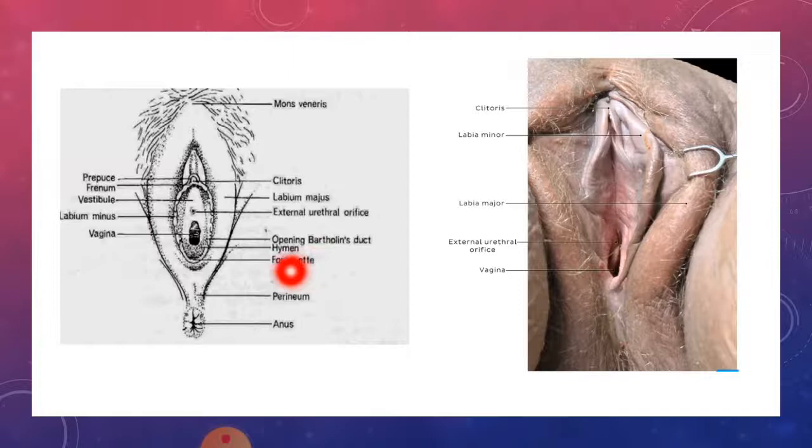And we have talked about the perineum as well. This is a roughly triangular shaped area extending from the labia minora to the anal canal, and it consists of connective tissue, muscle and fat, and it also gives attachment to the muscles of the pelvic floor.